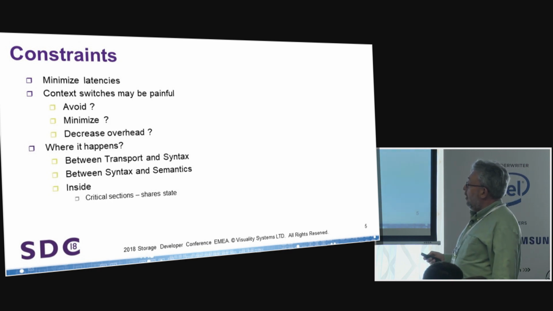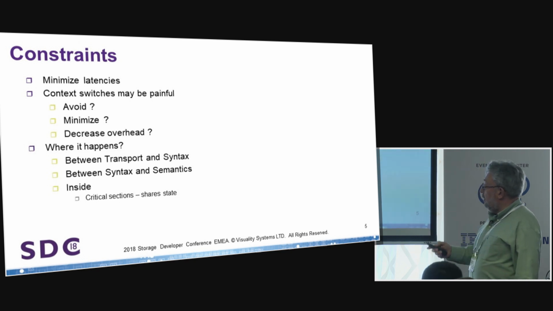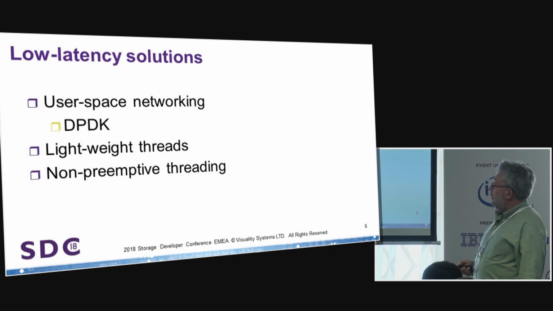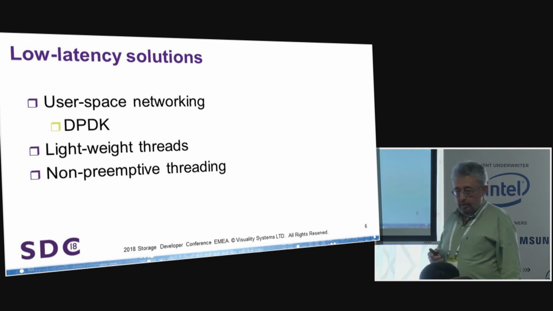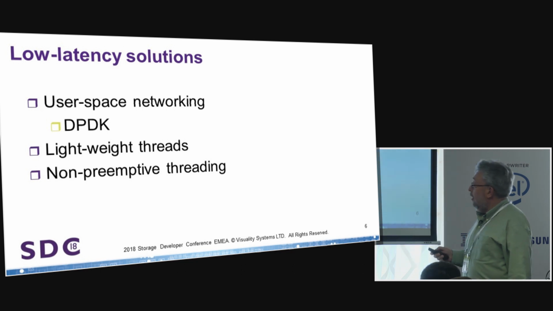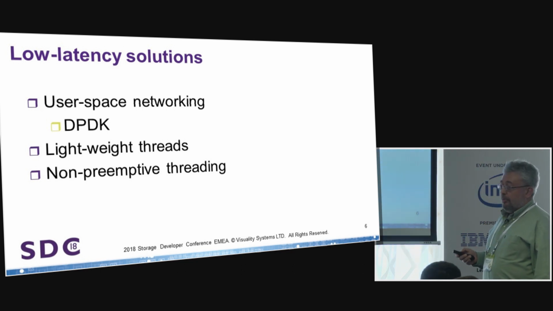Where does a context switch happen? It happens between the transport and syntax modules. It happens between syntax and semantics. Of course, it happens inside, because everything is concurrent. A low latency solution can sometimes be applied. The word sometimes I will explain a little bit later. But for instance, the networking can be user space. DPDK is a good example. But actually, to tell the truth, DPDK does not fit the needs of the SMB protocol well. I'm always talking about the SMB protocol because we have experience with the SMB protocol only. RDMA is another example.